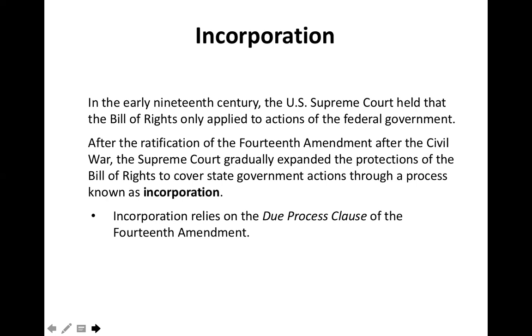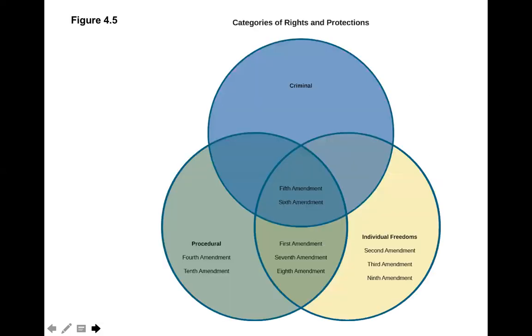So after the 14th Amendment was ratified after the Civil War, the Supreme Court expanded the protections of the Bill of Rights to cover state government action. That is known as incorporation. That's something that's very important for you to know. This is a nice chart that kind of shows where some of these protections fall. Your criminal protections here are the 5th and 6th. I'd say the 4th is up there as well. Individual freedoms, you're dealing with the 1st, 7th, and 8th Amendments, also as a criminal one. So this is just an interesting chart.